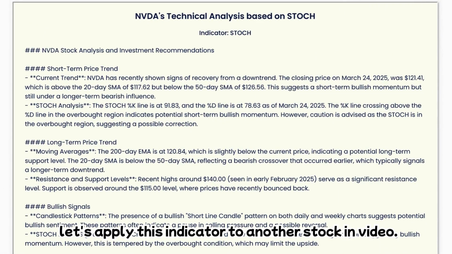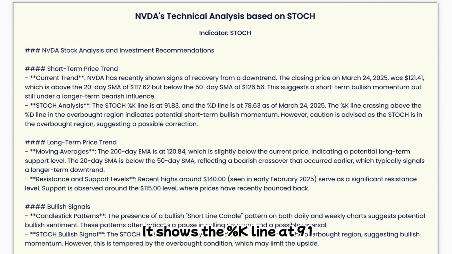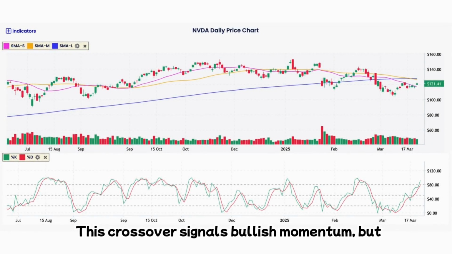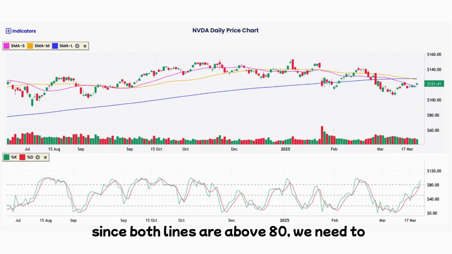Now let's apply this indicator to another stock, NVIDIA. It shows the percent K line at 91.83 and the percent D line at 78.63, with the percent K just crossing above percent D in the overbought zone. This crossover signals bullish momentum, but since both lines are above 80, we need to be cautious. A pullback could be near.